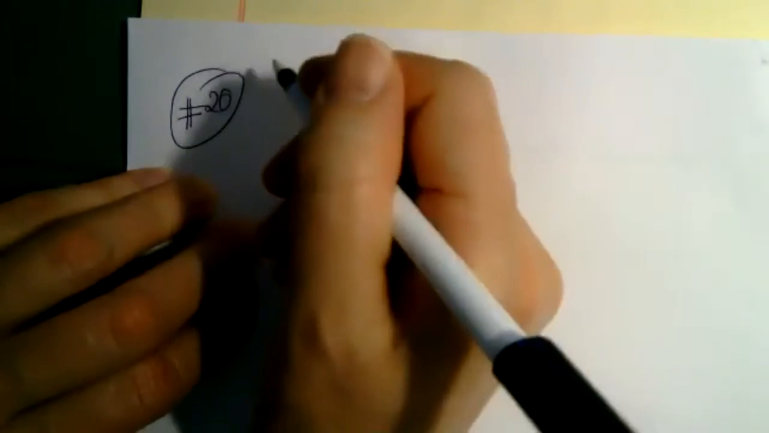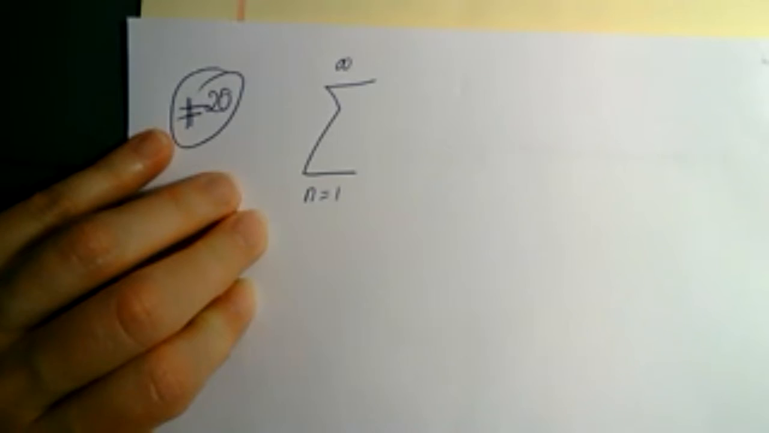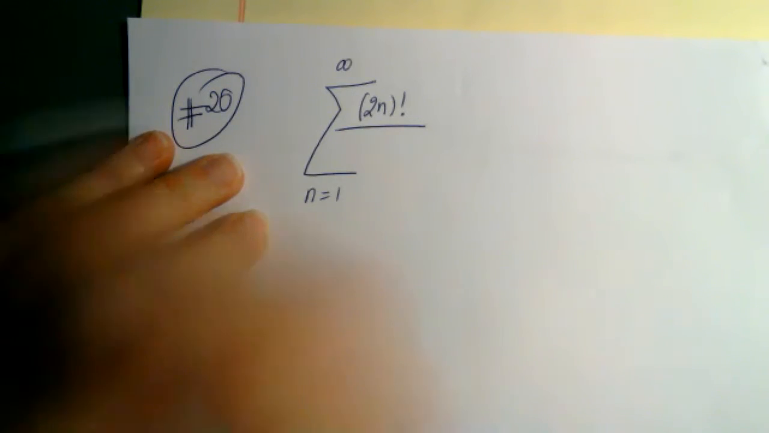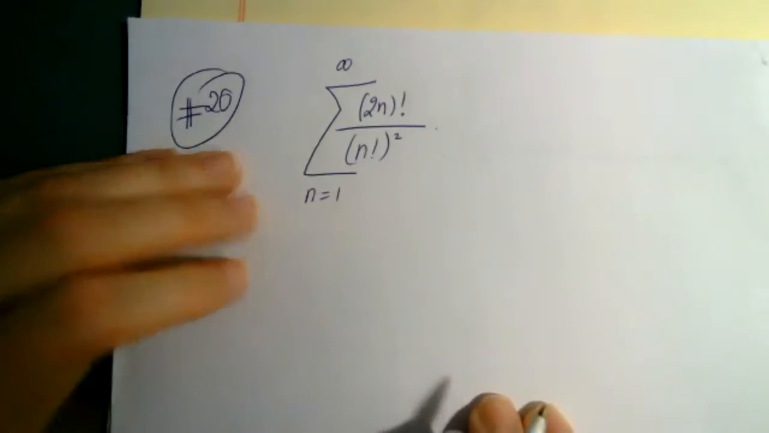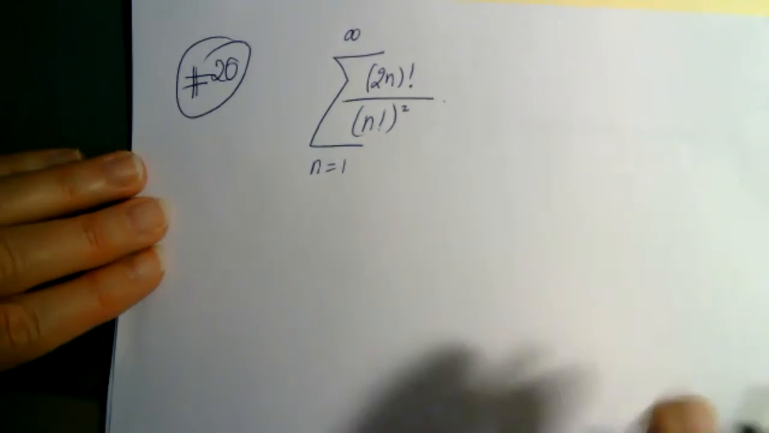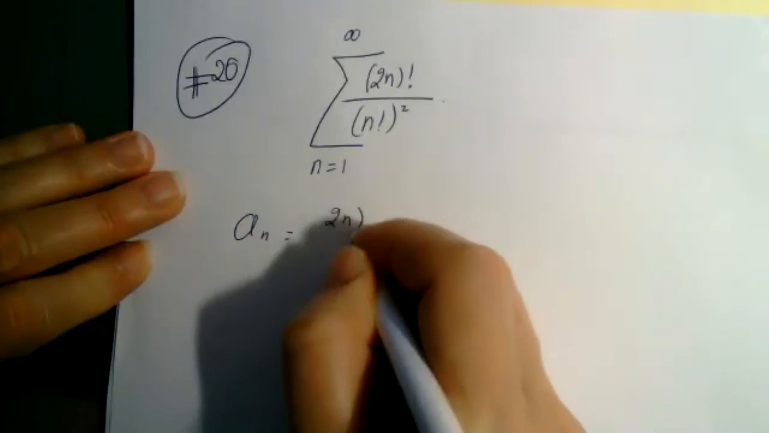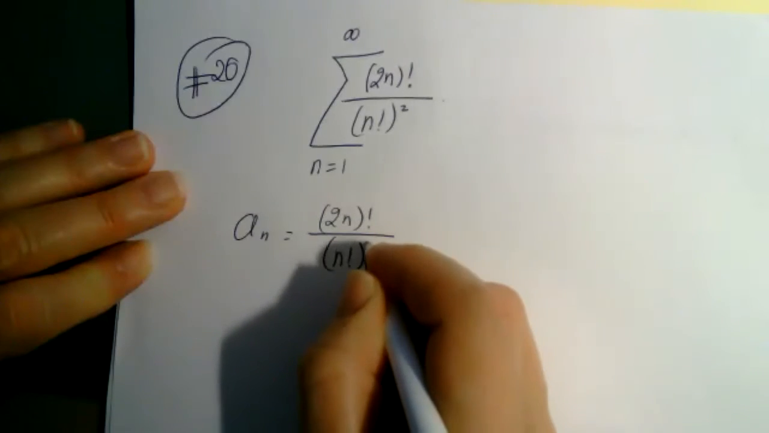So I have the following series: the sum from n equals 1 to infinity of the quantity 2n factorial over the quantity n factorial squared. Okay, so it's really a good problem in terms of juggling factorials. So I'm going to start with an, which is the quantity 2n factorial over n factorial squared.